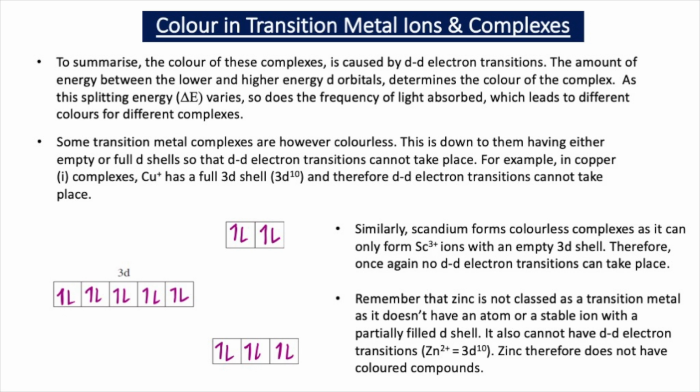Now, in the case of zinc, you will remember that zinc is not classed as a transition metal as it doesn't have an atom or a stable ion with a partially filled d shell. It also cannot have d-d electron transitions, as zinc's only ion, Zn2+, is 3d10. So for this reason, zinc doesn't have coloured compounds. Its compounds are white when they're solids, and it forms colourless solutions.